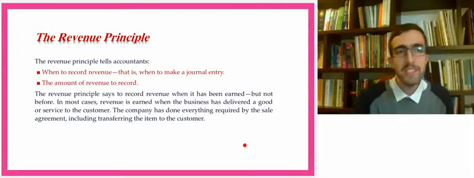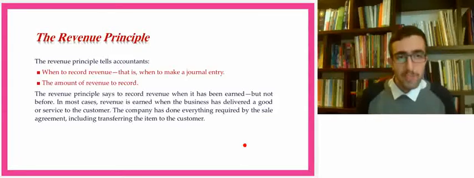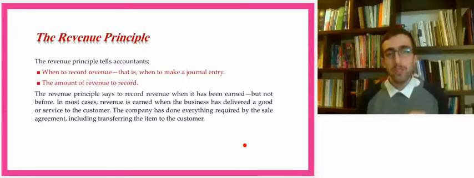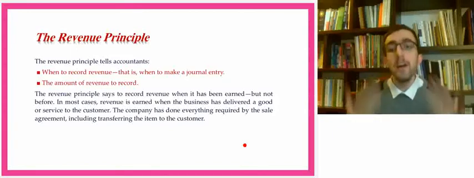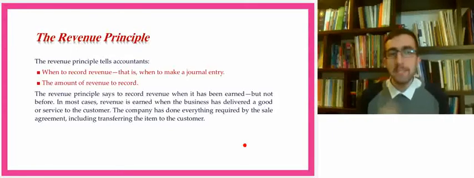The next one is the revenue principle. The revenue principle tells accountants 2 important items. The first one is when to record revenue, that is, when to make a journal entry, and the second one is the amount of revenue to record. About the first one, the revenue principle says to record revenue when it has been earned, but not before and not after, exactly when it has been earned.